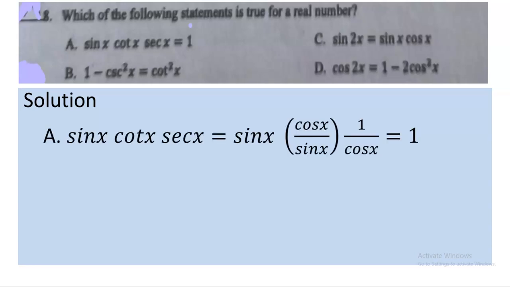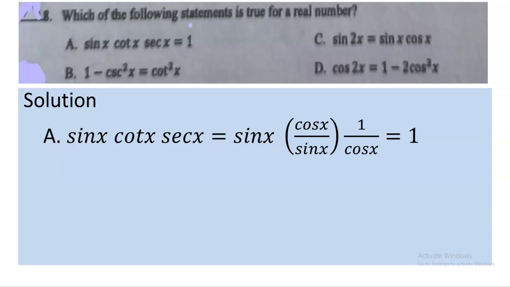As you see, sin x, cot x, and sec x are written. So you have to remember the properties of cot x, how cot x was defined, and how sec x was also defined. So you need to recall that. So sin x times cot x times sec x: sin x is written as it is, but cot x, as we know, is a ratio between cosine and sine. So you just write that as it is. And then sec x follows, and sec x is 1 over cos x. So students, as you simplify this, you will obtain the value 1.